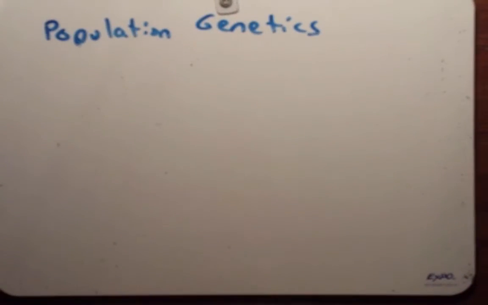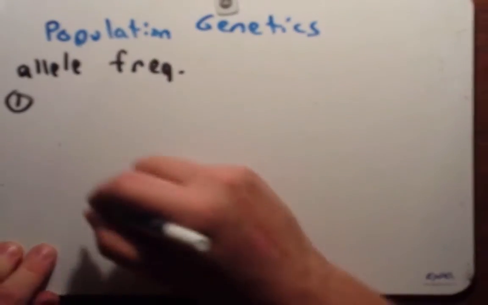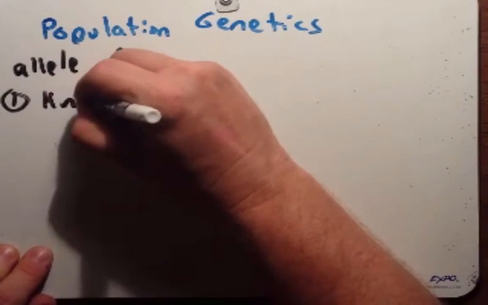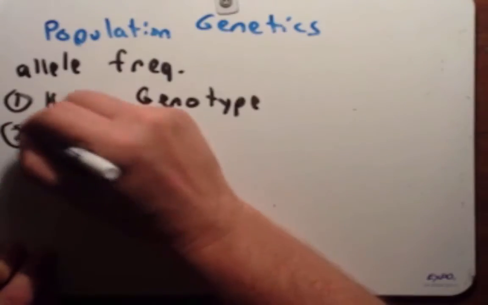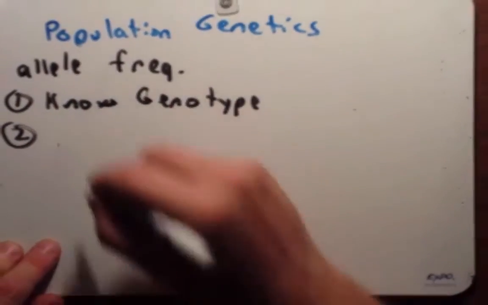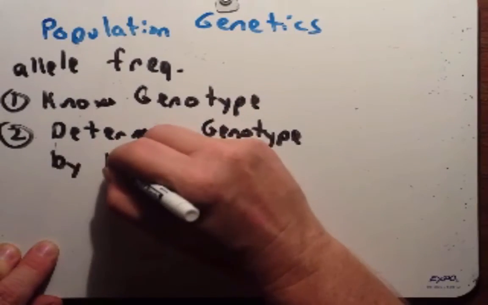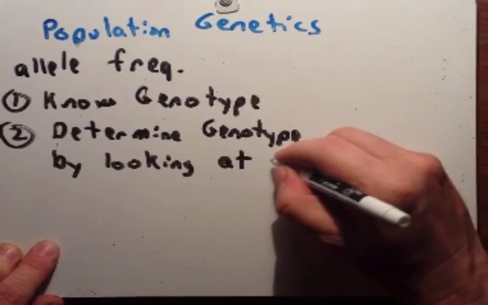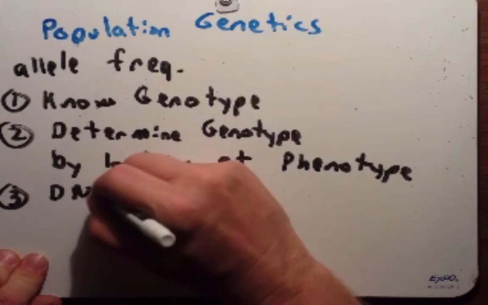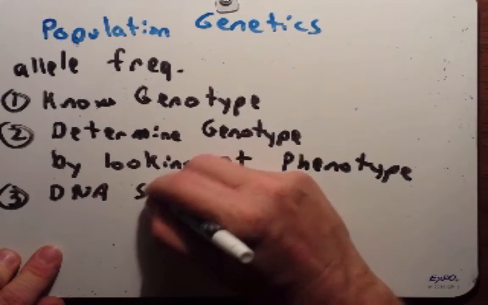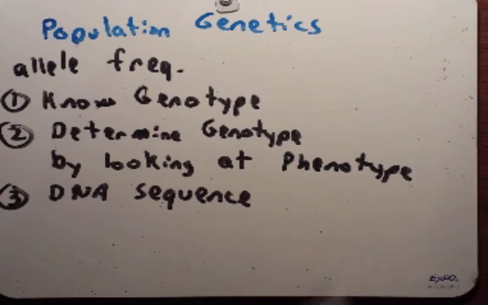Okay, so let's calculate an allele frequency. In order to do this, we need one of a few pieces of information. You either need to know the genotype. Maybe the problem will specifically say these are our genotypes. That's not as much fun though. You may be able to determine genotype by looking at the phenotype. Third, you may have DNA sequence. You may have sequenced these pieces of DNA, and you know that. You know what the variation is because you know what the sequence is. That's probably the most direct way of doing this.